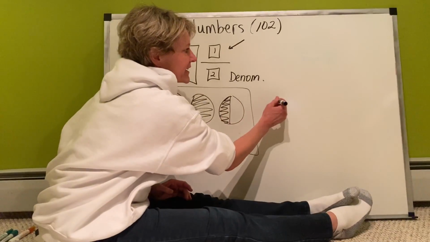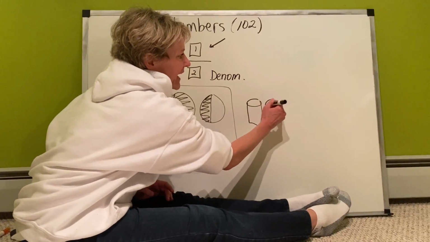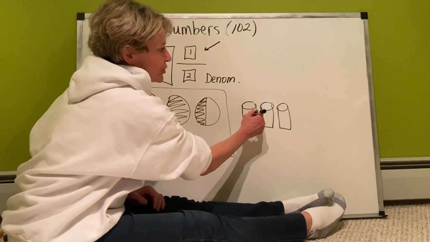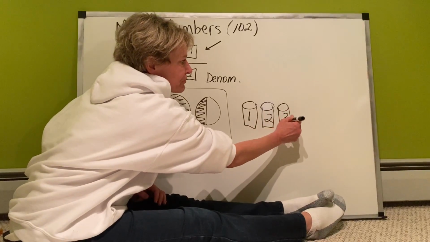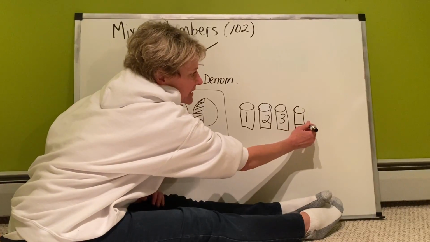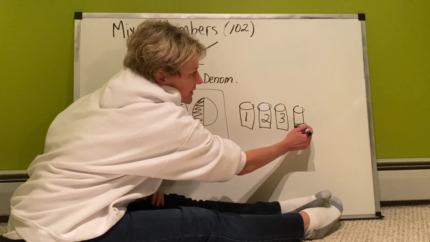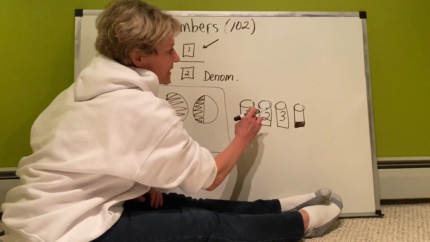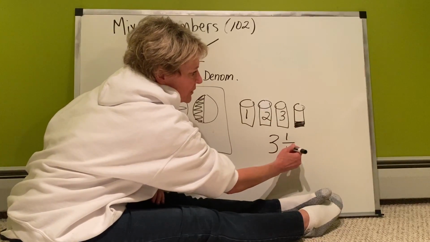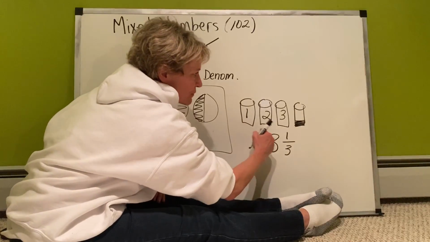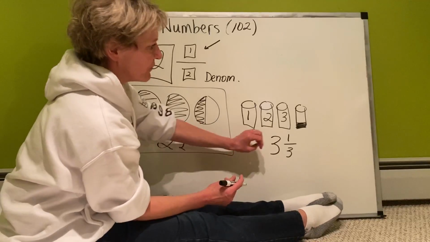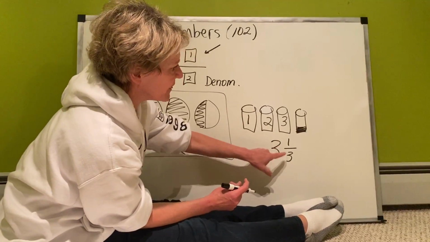Or let's take a drinking glass. If I said you came in and you were so thirsty, you drank 3 whole glasses of water and then maybe a little bit more of one. So we could say you drank 3, and let's just pretend that was 1/3. That's 3 1/3 cups of water you drank. So it's a mixed number. You've got the star of the show and then a fraction.